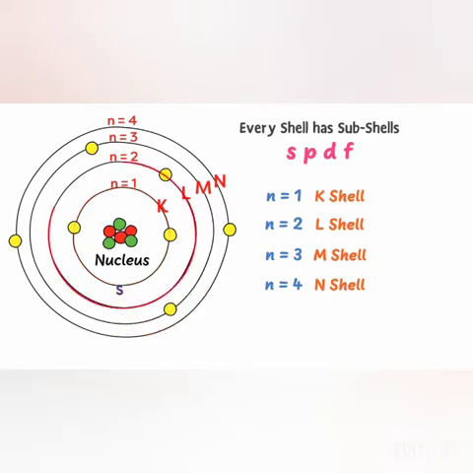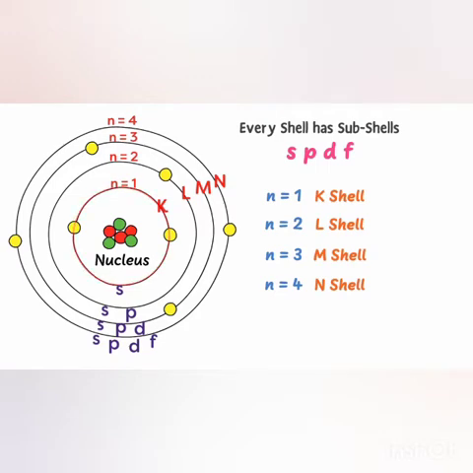In these main energy levels, the K shell has only one subshell, that is S. The second main shell has two subshells, S and P. The third main shell has three subshells, S, P, D. The fourth main shell has S, P, D, F. There are four subshells in the nth main shell.